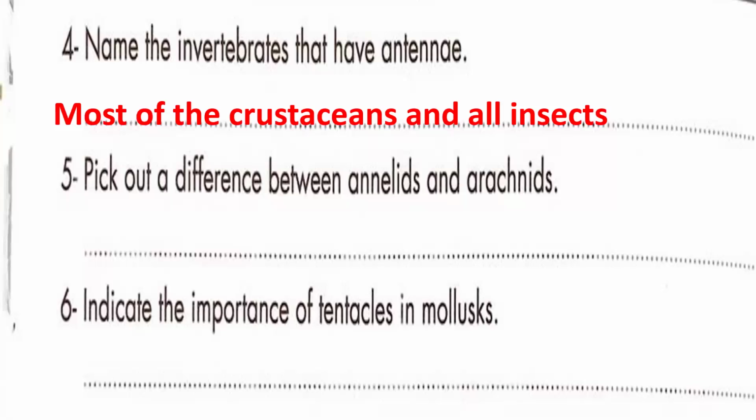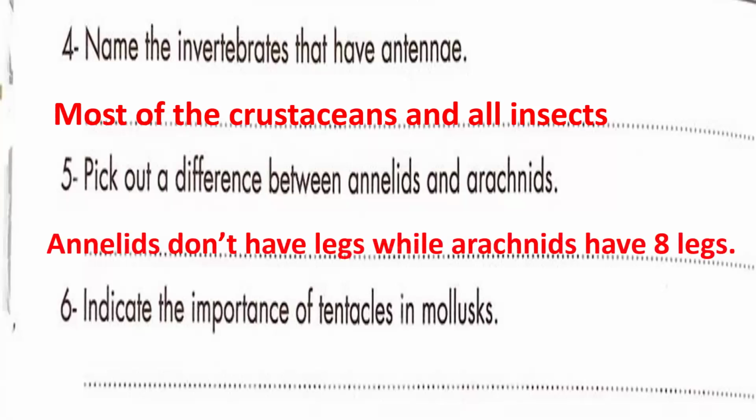Number 5, pick out a difference between annelids and arachnids. With respect to arachnids, we have explained that one of the characteristics of arachnids is that they have 8 legs and their body is divided into 2 parts. While annelids, regarding the legs, they have no legs. So that will be a difference. So the answer is annelids don't have legs, while arachnids have 8 legs.